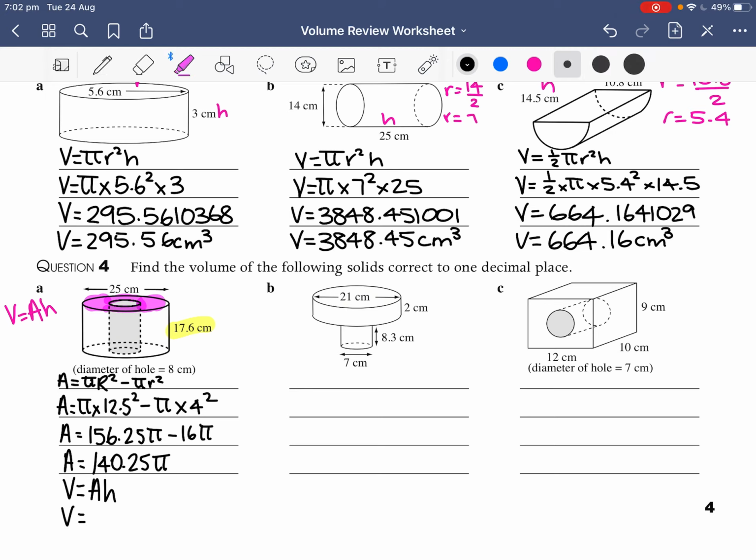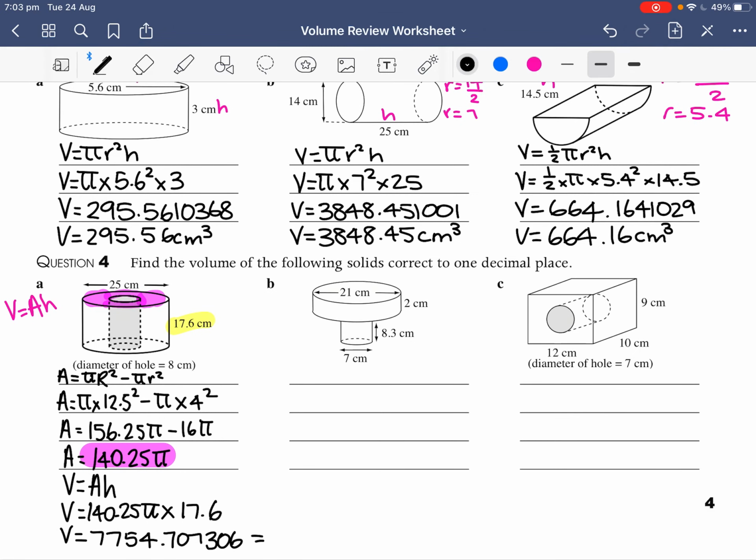Then what we are going to do is we need to find the volume. So volume equals AH. So volume equals our area, which is 140.25 pi, times our height of 17.6. So 140.25 pi times 17.6 gives us a volume of 7,754.707306, which to one decimal place equals 7,754.7 centimeters cubed.